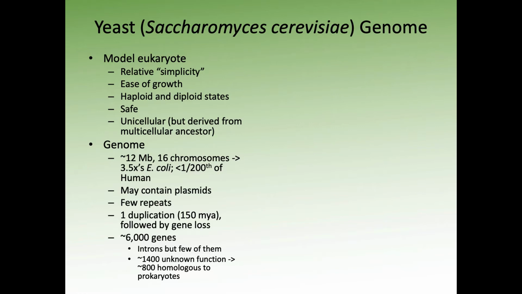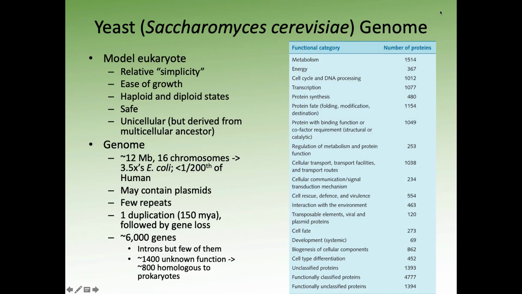There was a duplication event that I think happened about 150 million years ago, and that was then followed by a series of gene loss. So it's got a pretty compact set of genes, somewhere around 6,000. There's some debate and back and forth about that number. There are introns, but few of them. So we can look at processes such as alternative splicing, where we're looking at these multiple exonic genes and how they're formed, but it's not like there's tons of them.